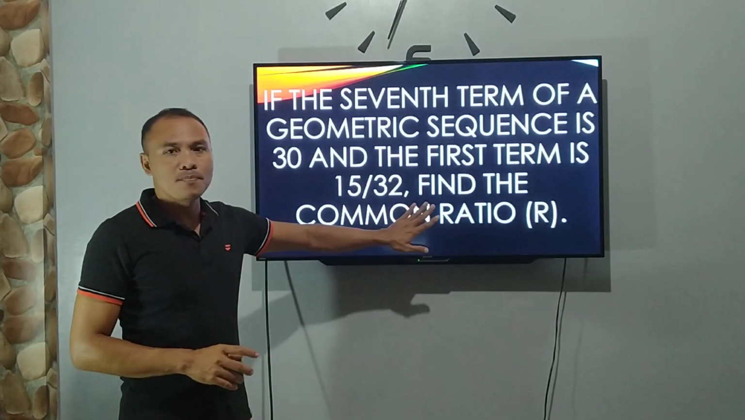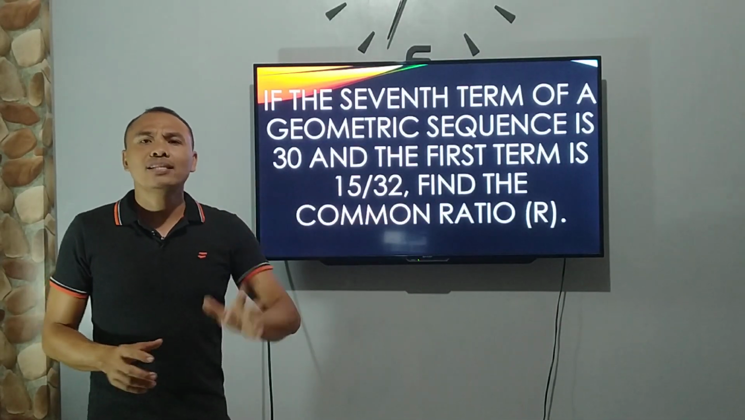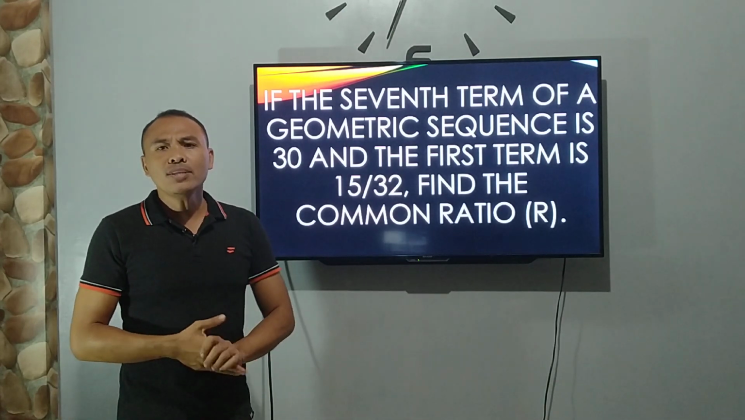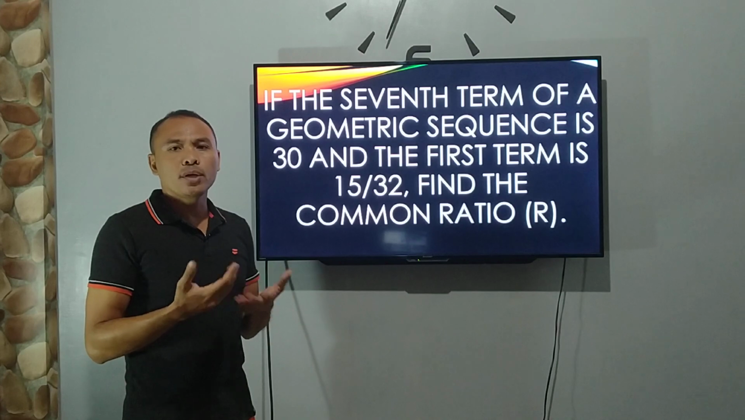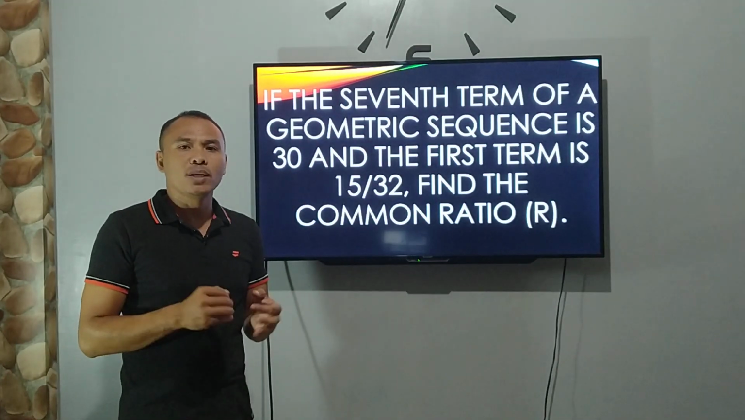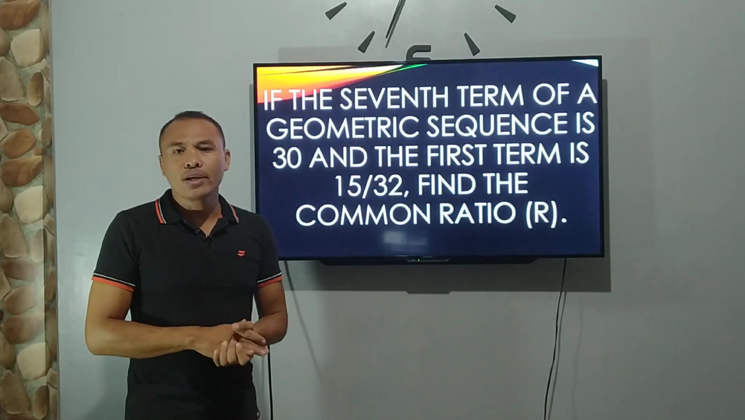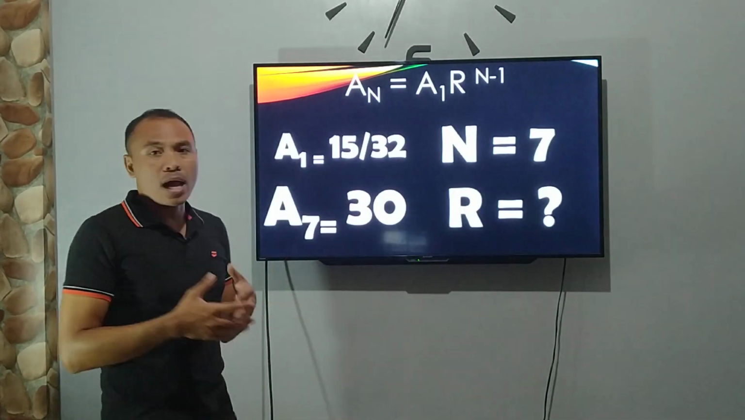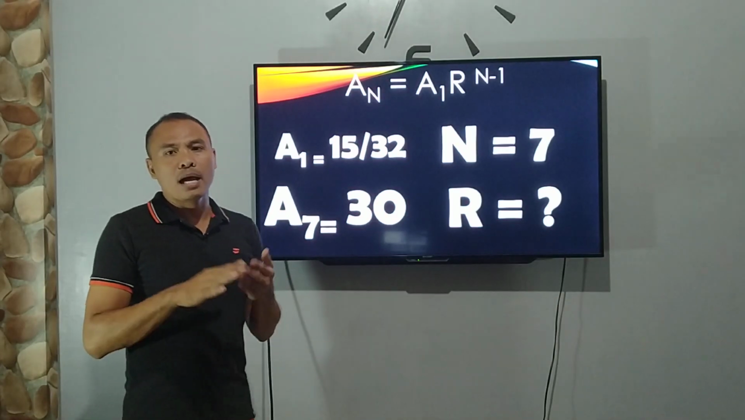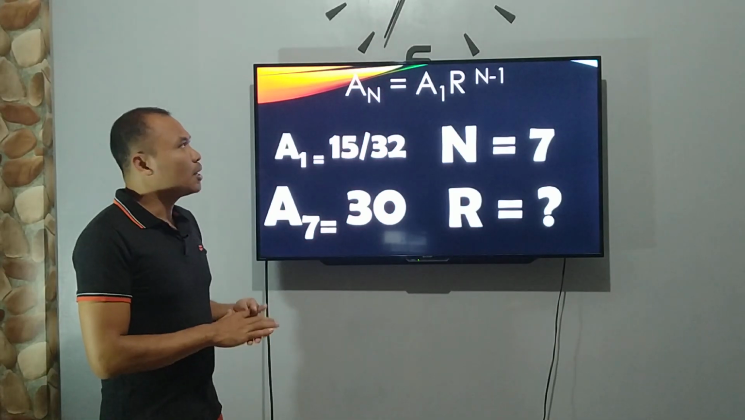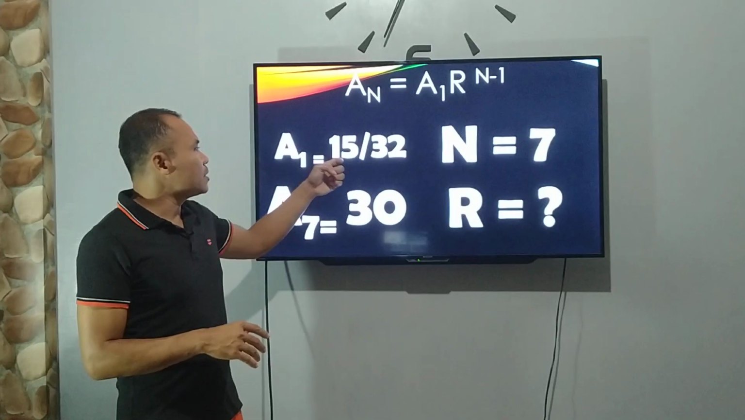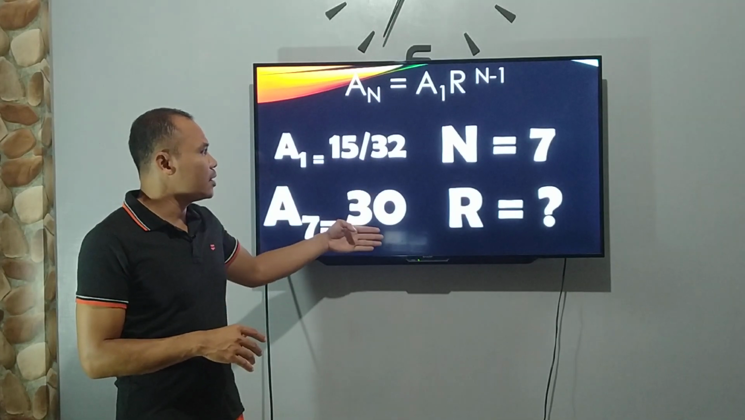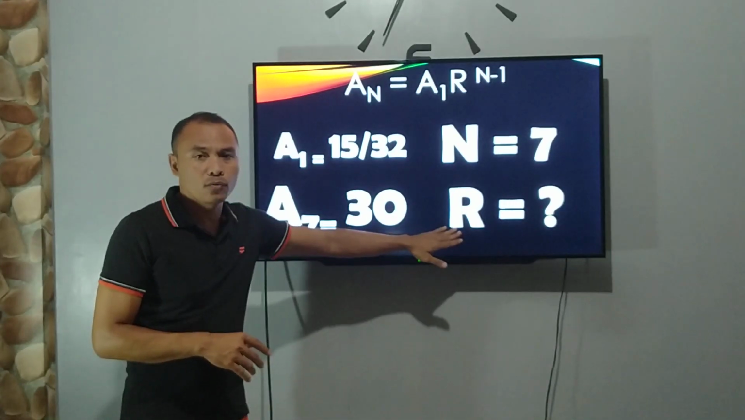Ganun lang siya ka-simple. And let's take another example for our last topic. If the seventh term of a geometric sequence is 30 and the first term is 15 over 32, find the common ratio. Okay? Tingnan natin. Ito ang ayaw ng mga bata. Mayroon tayong mga fraction. Pero madali lang siya. First term is 15 over 32 and our a sub 7 or the last term is 30 and our n is 7. We need to find r.